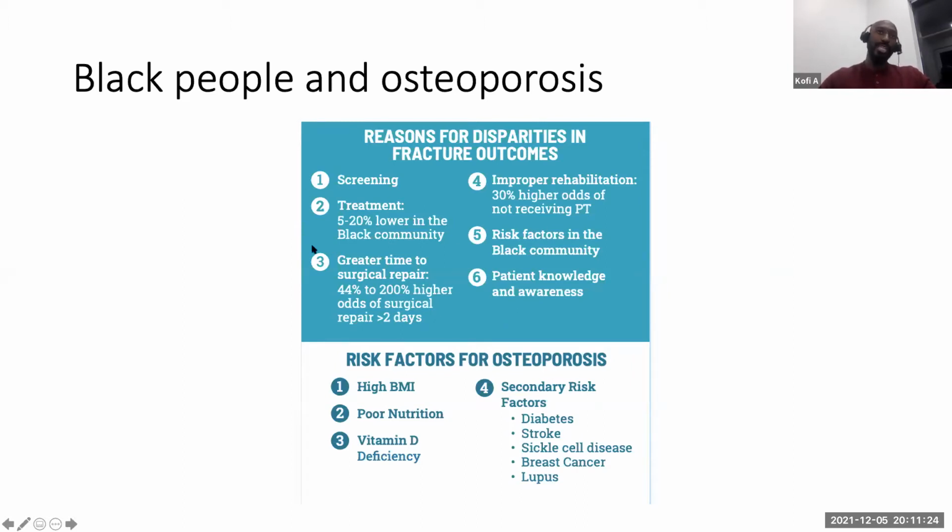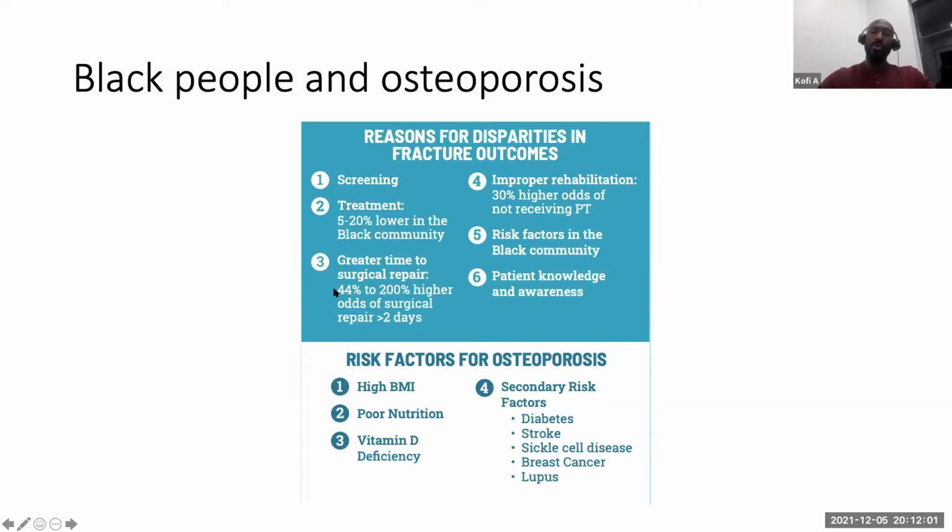Time to surgical repair. This to me is a main problem, meaning that when a person who is Black, especially our older women, has a broken bone and is in the hospital, data shows that if you fix it surgically within 2 days, it increases your likelihood of living by 1 year, or your outcomes are better the quicker you can treat the fracture and get the person back up and moving out of bed. For some reason, the time to getting the surgery done is much longer in the Black population than the white population, which just makes me very sad.